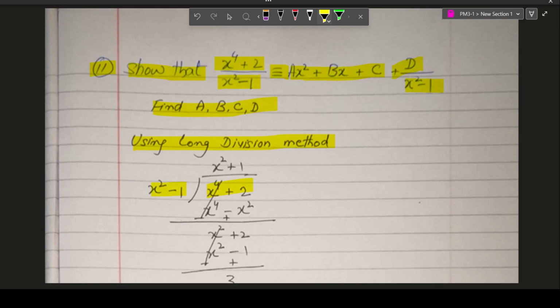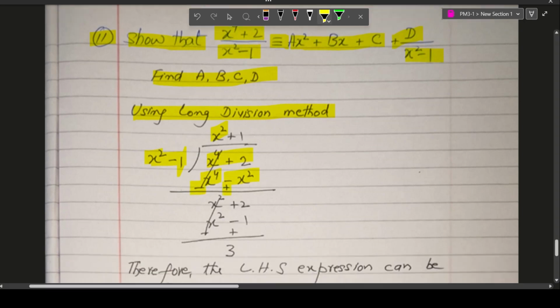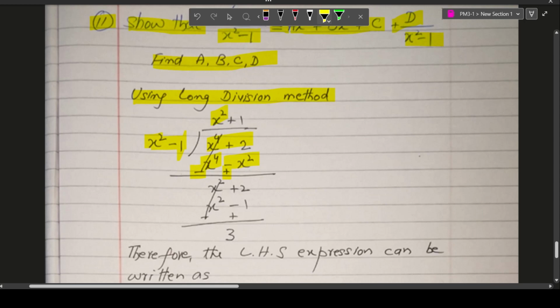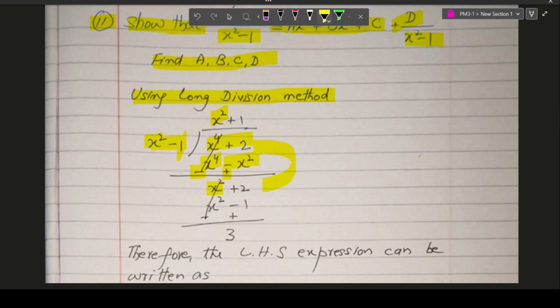So we have to get x to the power 4. What should we multiply with x square to get x to the power 4? So x square will multiply with x square to get x to the power 4, and x square times minus 1 will give minus x square. Change the sign, both minus and plus. x to the power 4 will be cancelled with minus x to the power 4, and on the right hand side this plus 2x square, because we don't have any other x square here, so it will be written like this, and plus 2 will be brought down as plus 2.